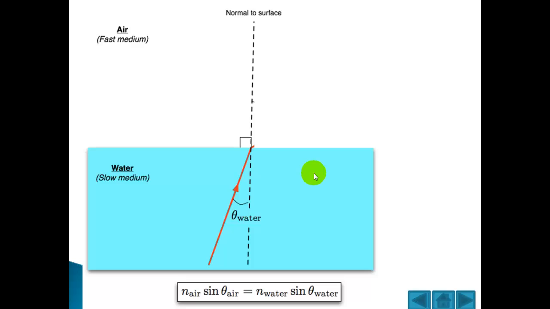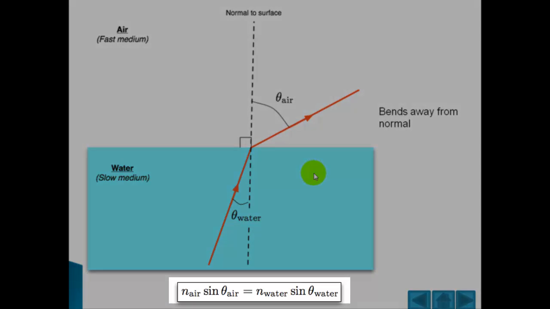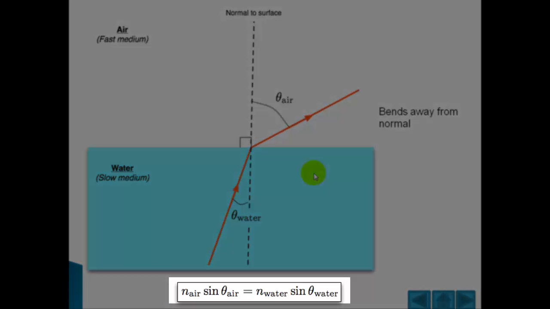Sometimes the light goes in another direction, from a slow medium to fast, whereas before, going from fast to slow, it bent towards the normal. This time it will bend away from the normal, where the angle of refraction is greater than the angle of incidence. So we have a general rule, and it's basically the equation at the bottom: the refractive index of air times the sine of the angle in air, whether it be incidence or refraction, is equal to the refractive index of water times the sine of the angle in the water.